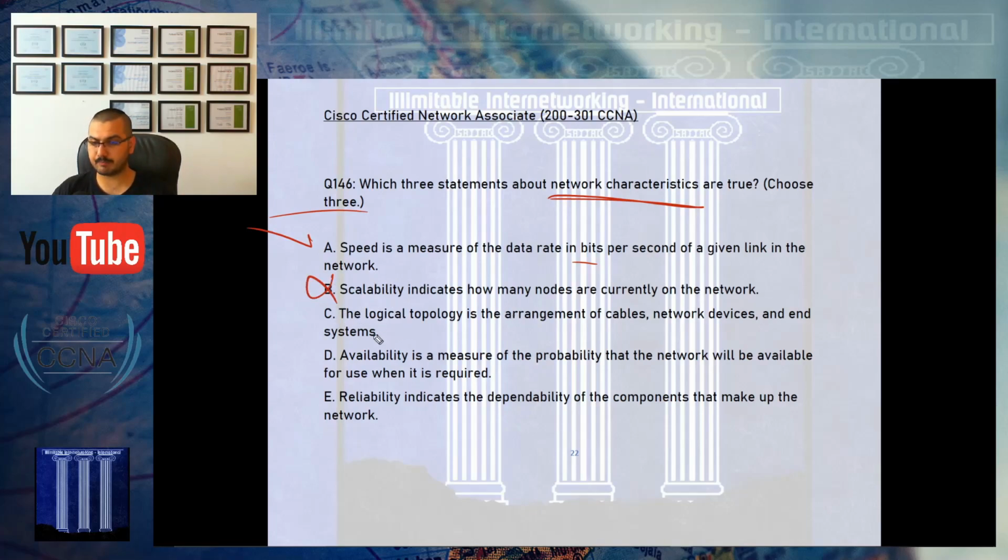This is scalability. C. The logical topology is the arrangement of cables, devices, and end systems. No, this is the physical topology. The logical topology is how the traffic is flowing through which cables or ports right now. So I wish D and E are correct. Availability is a measure of the probability that the network will be available for use when it's required. Yeah, we can consider that, yes. Reliability indicates the dependability of the components that make up the network, also correct.